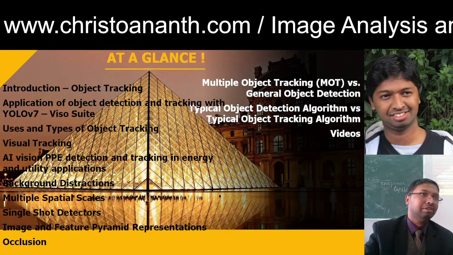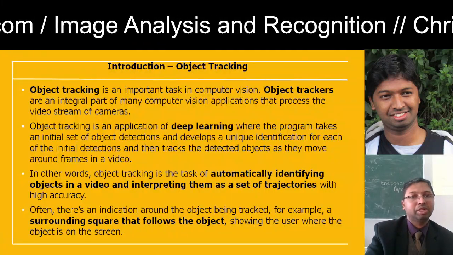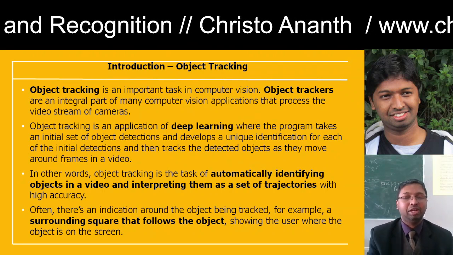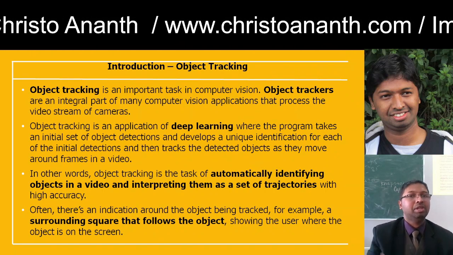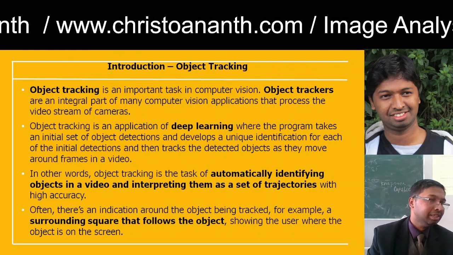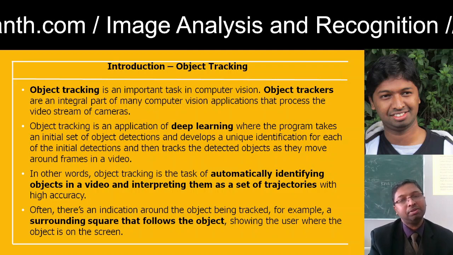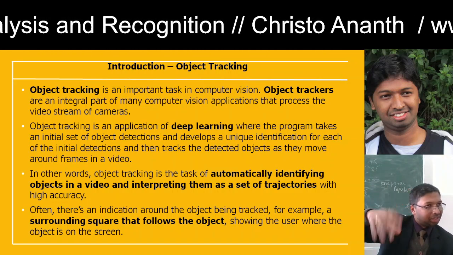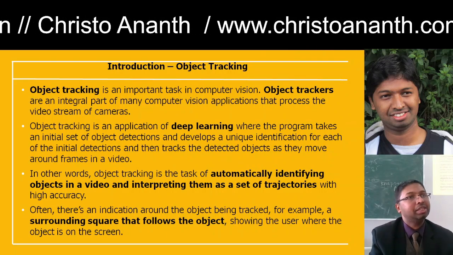At regular intervals I'll be giving you some short videos to discuss the knowledge in our topics. In computer vision, object tracking is a very important task. Object trackers can be considered an integral part of several computer vision applications. From the live video stream of cameras, you can use object trackers to visually locate a particular object.